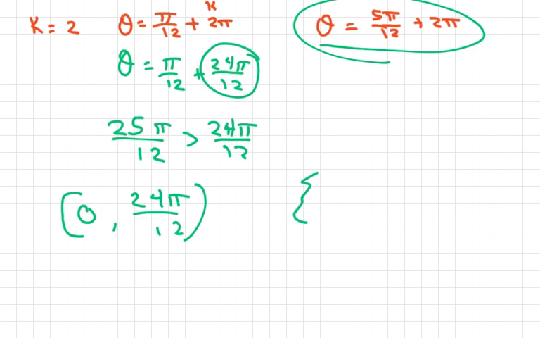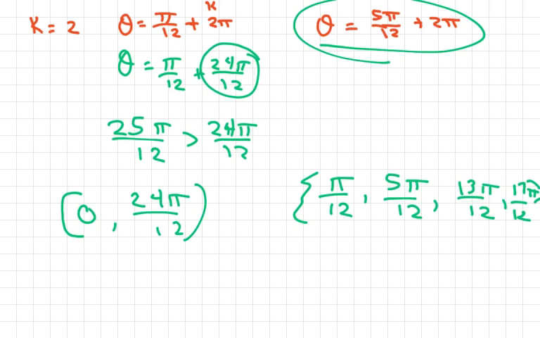So our solutions are pi over 12, 5 pi over 12, what was the other 2? 13 pi over 12, and 17 pi over 12. Now, that's just a way to do it. You don't always have to graph these to know how many solutions. So basically we're going to use this k thing, which is your number of rotations, and k is an integer.